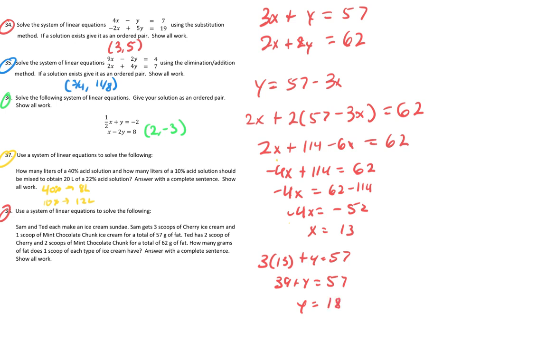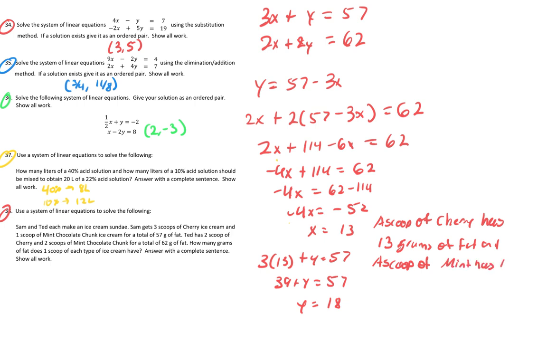So then answer in a full sentence. That means a scoop of x, which was our cherry, has 13 grams of fat, and a scoop of the mint has 18 grams of fat.